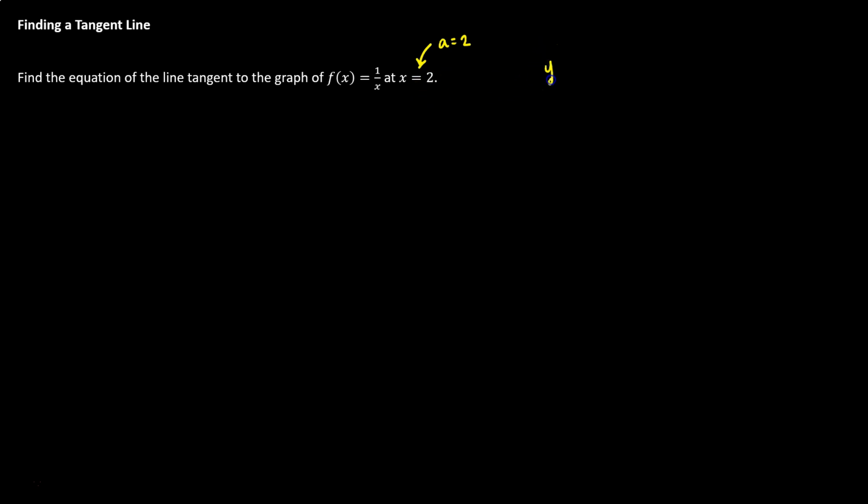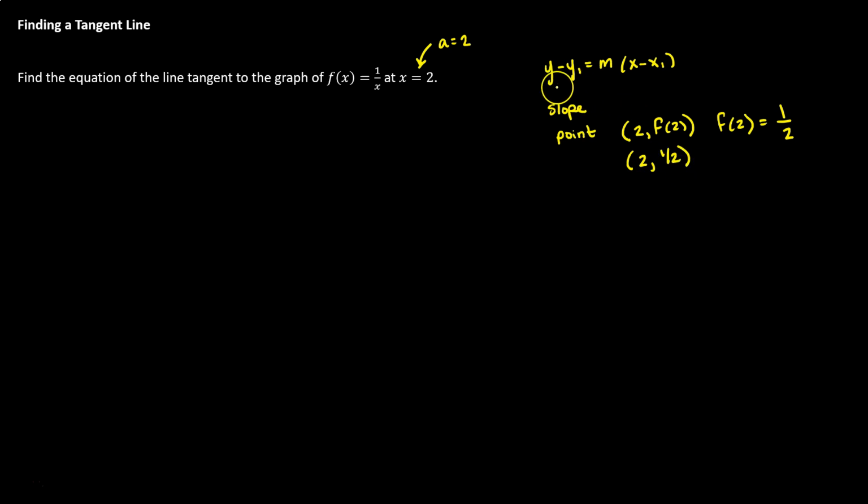We also remember that we need to use that point slope equation, which means we need to find the slope and we need to find a point. The point is probably going to be the easiest part of this problem. The point just comes from taking that a value and plugging it into our function to find the y value. So if I plug 2 into my function, f at 2, where my function is 1 over x, that becomes 1 over 2. So the point that we'll use, 2 comma f at 2, is just 2 comma 1/2.